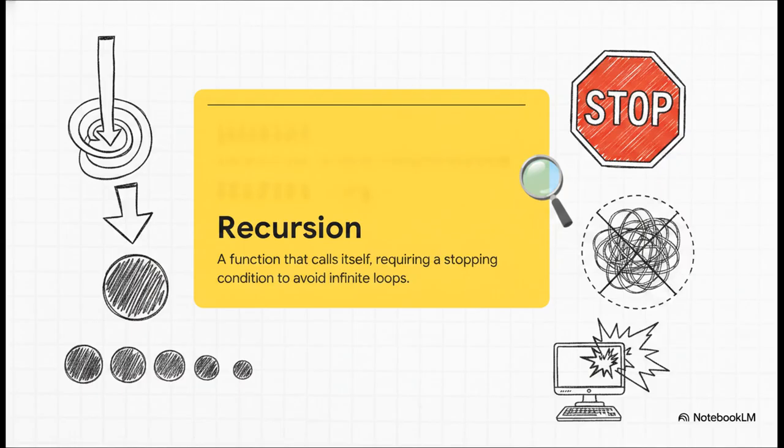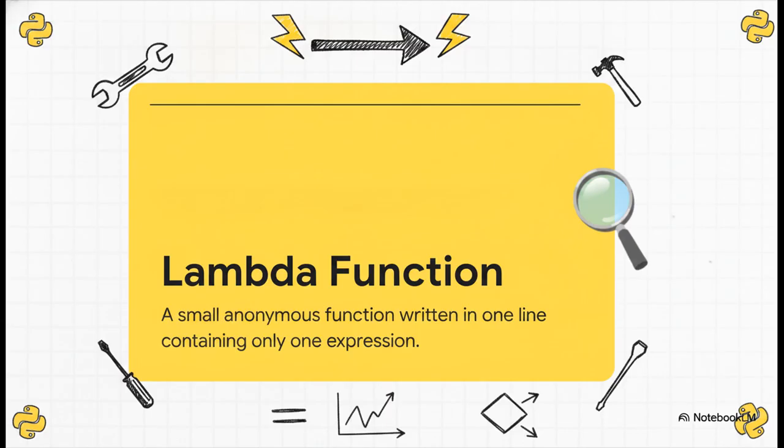You break down a massive problem by having the function repeat. But, and this is a massive catch, you absolutely must include a mandatory stopping condition. Miss that crucial stop sign, and you've just created an infinite loop that'll crash your entire program. No one wants that.